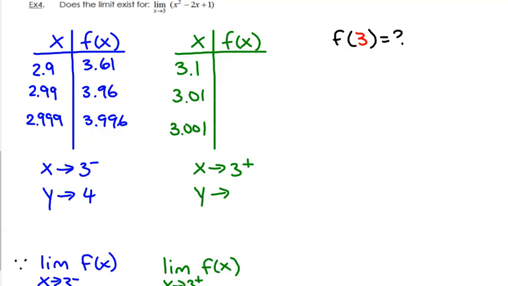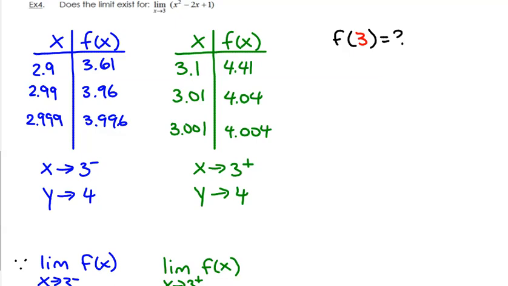Now for the green, I'm going to come in from the right-hand side. 3.1 gives me a y value of 4.41. Then 3.01 is matched with 4.04. Then we get 4.004. That means we seem to be approaching 4 for the y value when x is approaching 3 from the right. So those match, which is great.